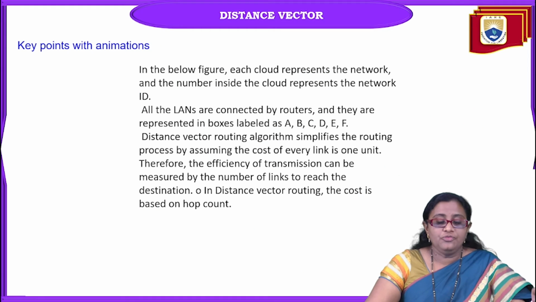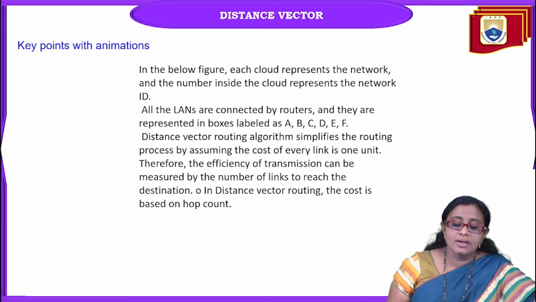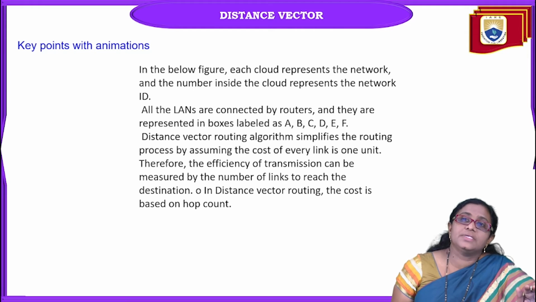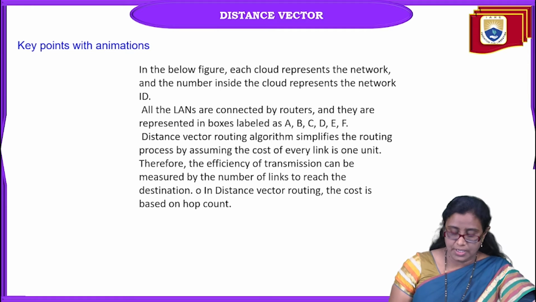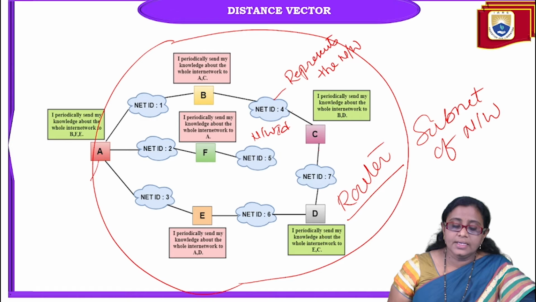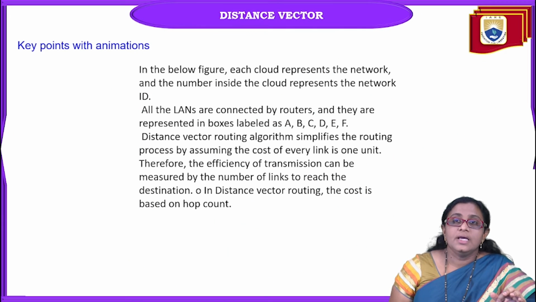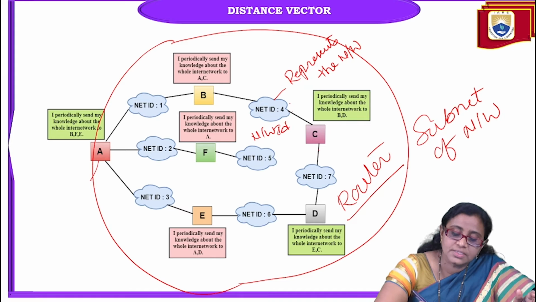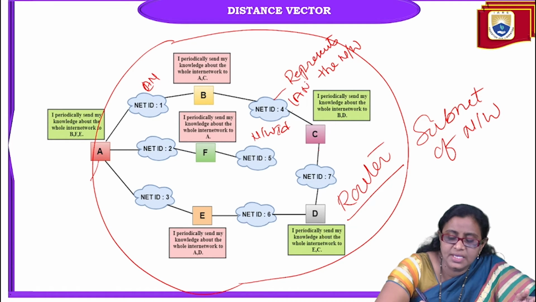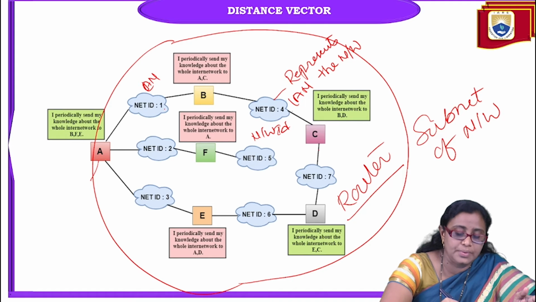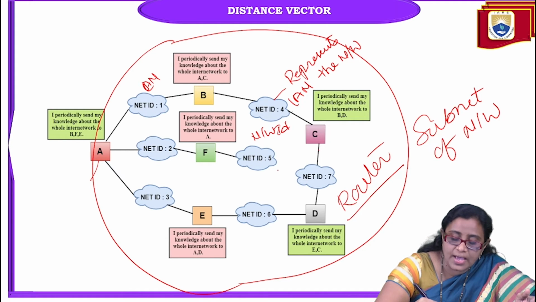So, to define it in a single way, in the below figure each cloud represents a network and the number inside the cloud represents the network ID. All the LANs are connected by means of routers, and they are represented in boxes labeled A, B, C, D, F. These are nothing but the networks or LANs represented by numbering. Each and every LAN should be represented by a number: 1, 2, 3, 4, 5, 6, 7.